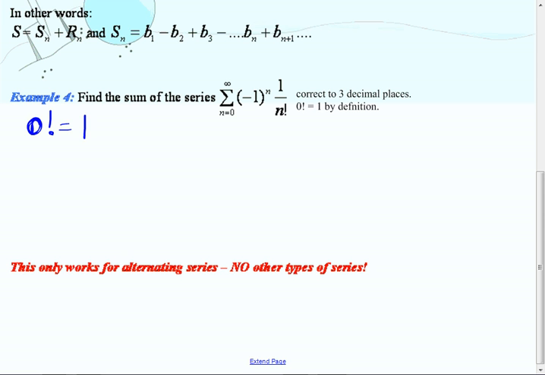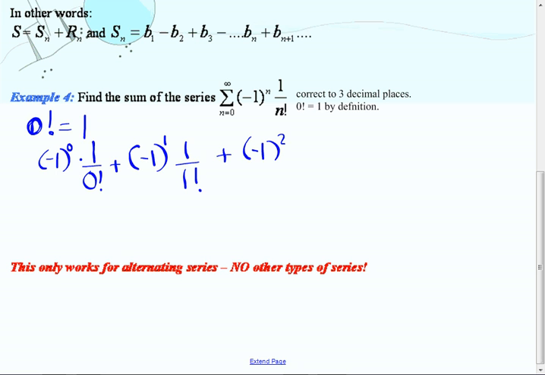So let's write out the terms. It's negative 1 to the 0 times 1 over 0 factorial. Then plus negative 1 to the first power, times 1 over 1 factorial. Now, this only works for alternating series. If it doesn't alternate, you can't do this. Plus negative 1 squared, and then 1 over 2 factorial. It's not converging very fast, is it? And we'll do a whole lot more. And it's negative 1 cubed, times 1 over 3 factorial.